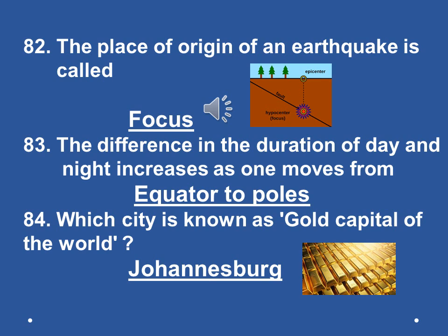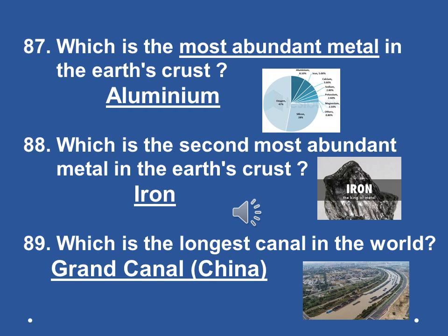The difference in the duration of day and night increases as one moves from the equator to the poles. Which city is known as the gold capital of the world? Johannesburg. Which is the most abundant metal in the Earth's crust? Aluminium. Which is the second most abundant metal in the Earth's crust? Iron.